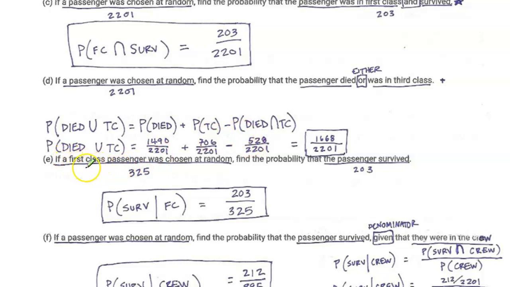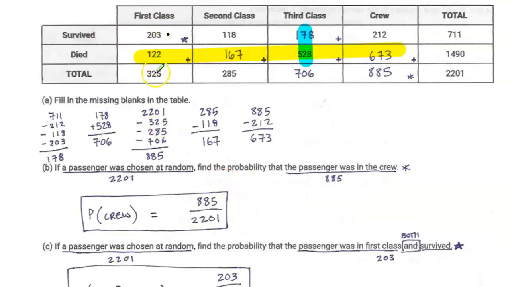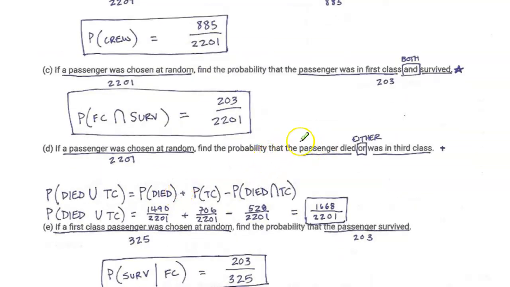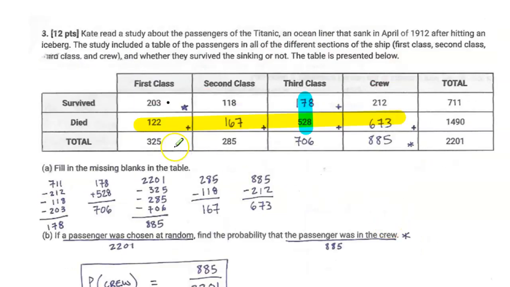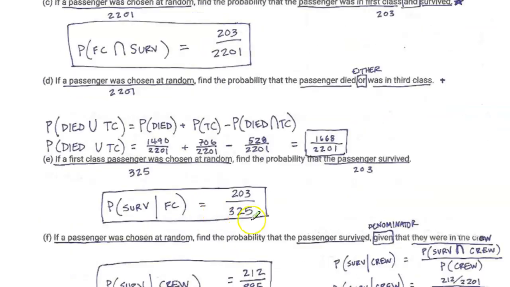Now this one is a little bit different. It says if a first class passenger was chosen at random, you can see that first class passengers, there's only 325 of them total. Find the probability that that passenger survived. So there's 203 survivors in first class. So 203 is definitely our numerator. The denominator is all the people in first class. That's 325. This is an example of a given probability, conditional probability, because there is a given conditional, they have to be first class passengers.